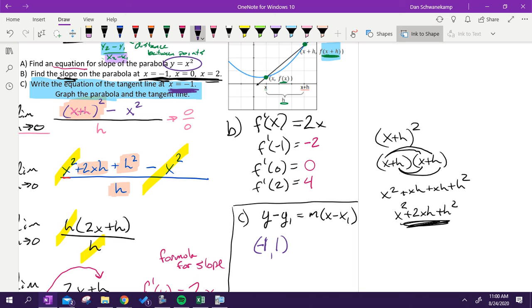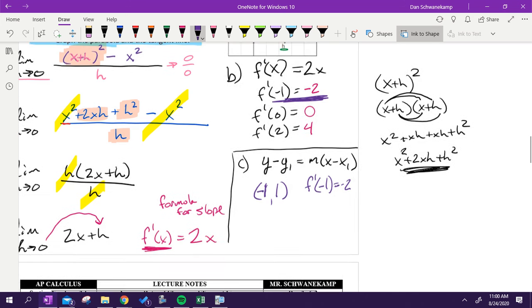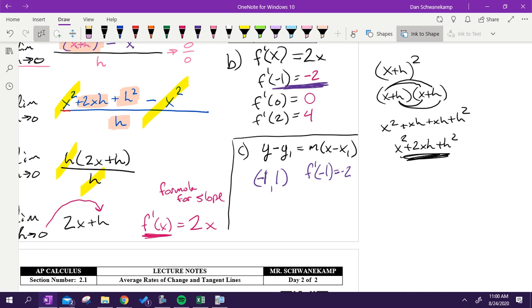Okay, then I need the slope. So the slope is f prime. That's the whole thing we found. F prime at -1. We found that right here. F prime at -1 was -2. Once you got those 2 things, now we're writing the equation of the tangent line. That's easy. Okay, this is point slope formula. We plug in for that. We plug in for this.